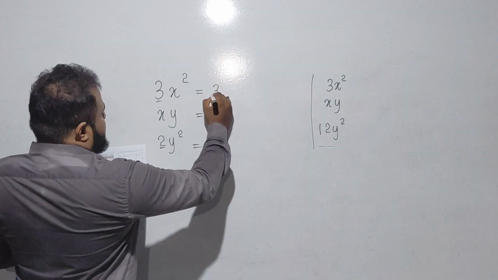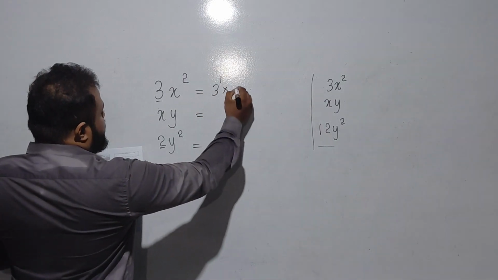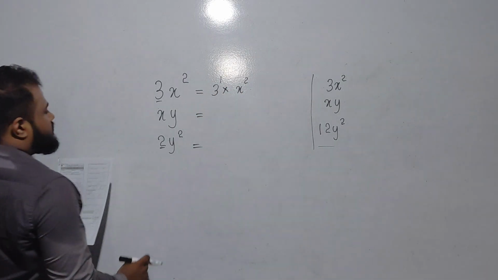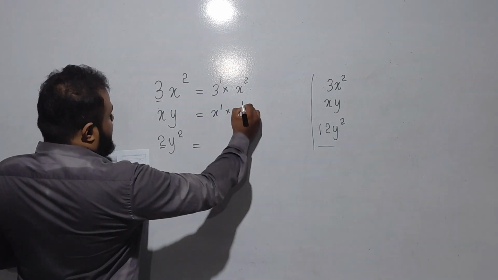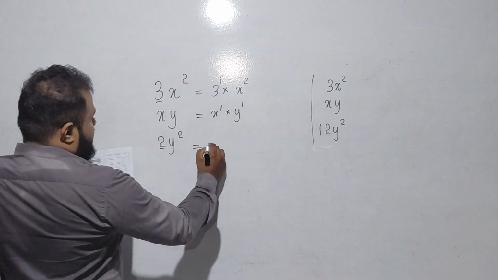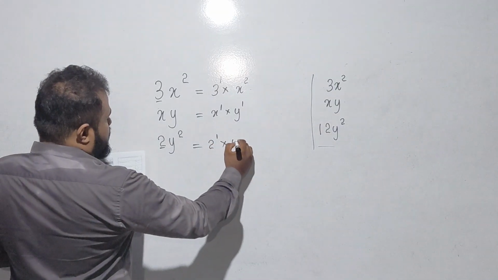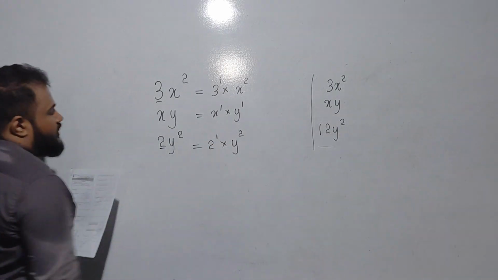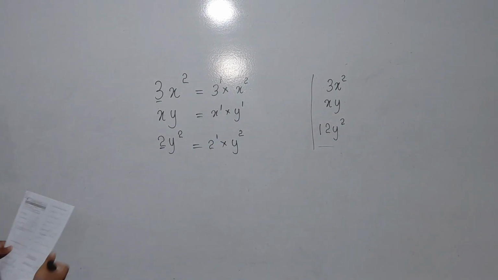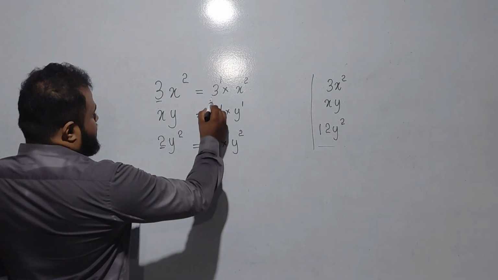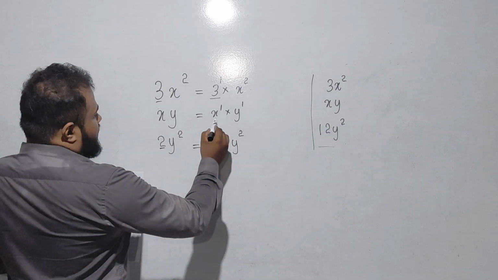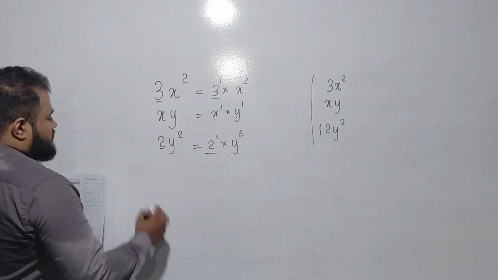3 is a prime factor, so we write 3 to the power 1 into x to the power 2. x and y can be written as x to the power 1 into y to the power 1. 2y squared can be written as 2 to the power 1 into y to the power 2. So what are the different factors here? 2 is different from others, 3 is different from others, and x and y are different from others.